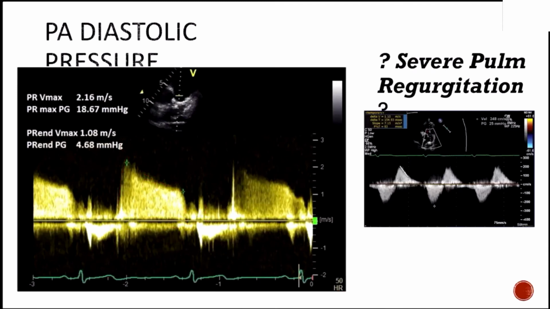So there's one time when this is less reliable, and that's in very severe pulmonary hypertension. So if we have very severe pulmonary hypertension, right, with severe pulmonary regurgitation, and now we have blood flow, let's see, right, that's our main pulmonary artery and our RV out. This is RVOT.